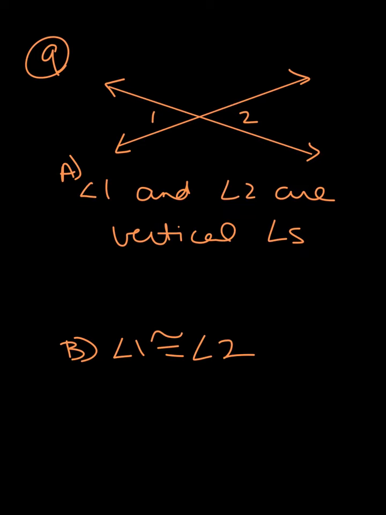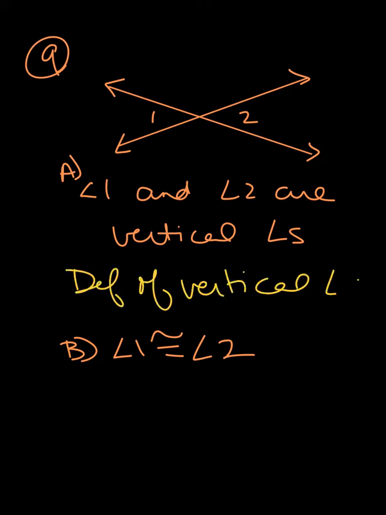In example number 9, we're going to look at vertical angles. In letter A, I'm just telling you that angle 1 and angle 2 are vertical angles. And the reason I can say that is because of definition of vertical angles. And I'll read to you that definition. The definition of vertical angles says, two angles whose sides form two pairs of opposite rays.